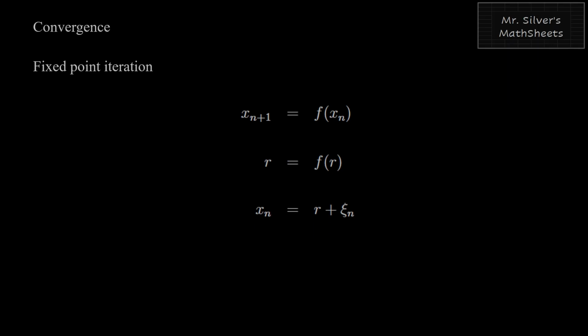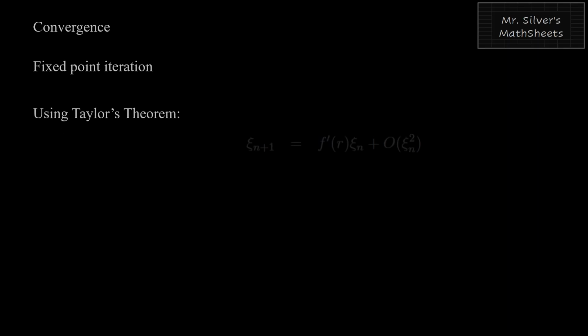Now we can define xi of n to be the difference between r and the estimate. It's sort of an error term. We'll use this notation throughout. Xi of n plus 1 is x sub n plus 1 minus r. Now we can use Taylor's theorem to say something about xi of n plus 1. It's roughly equal to the derivative of f times xi of n.